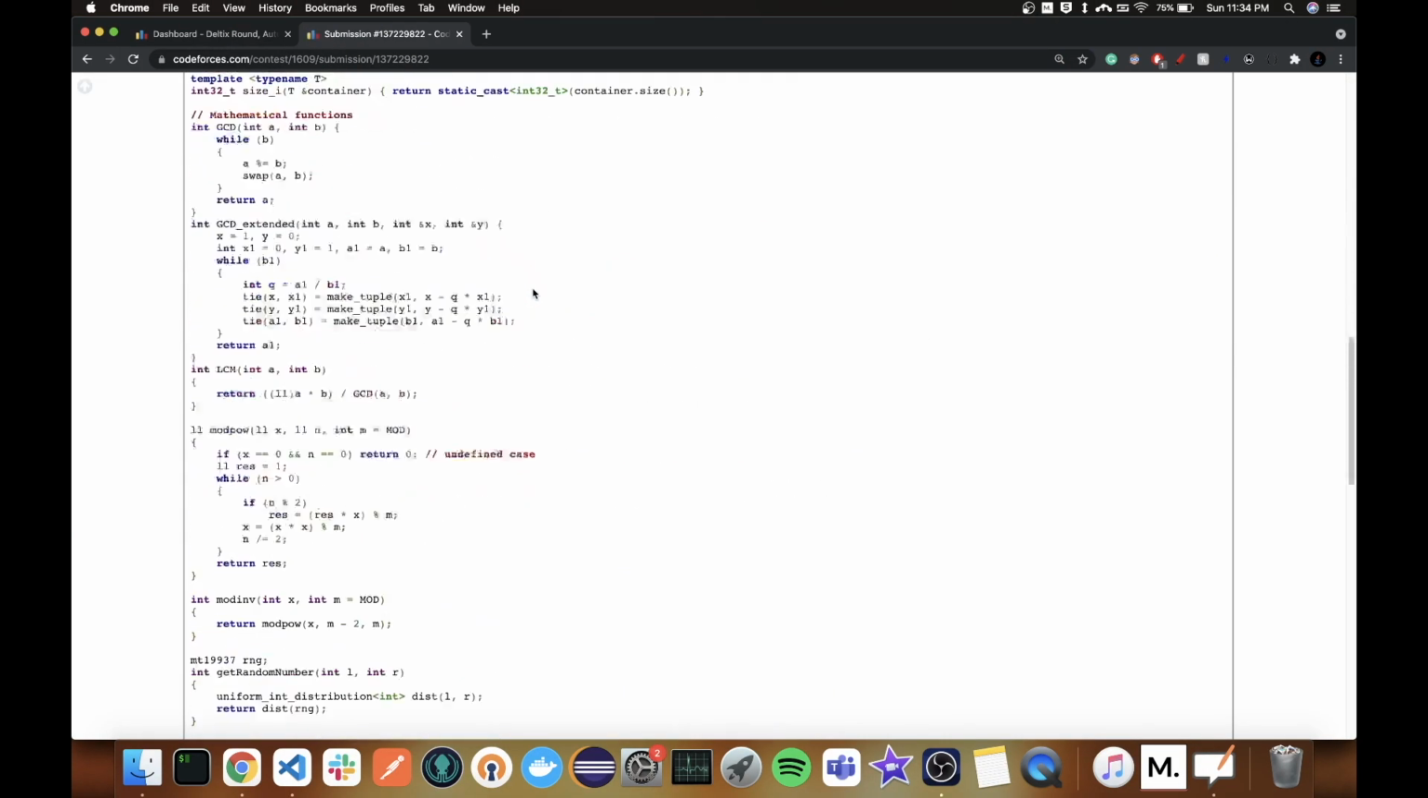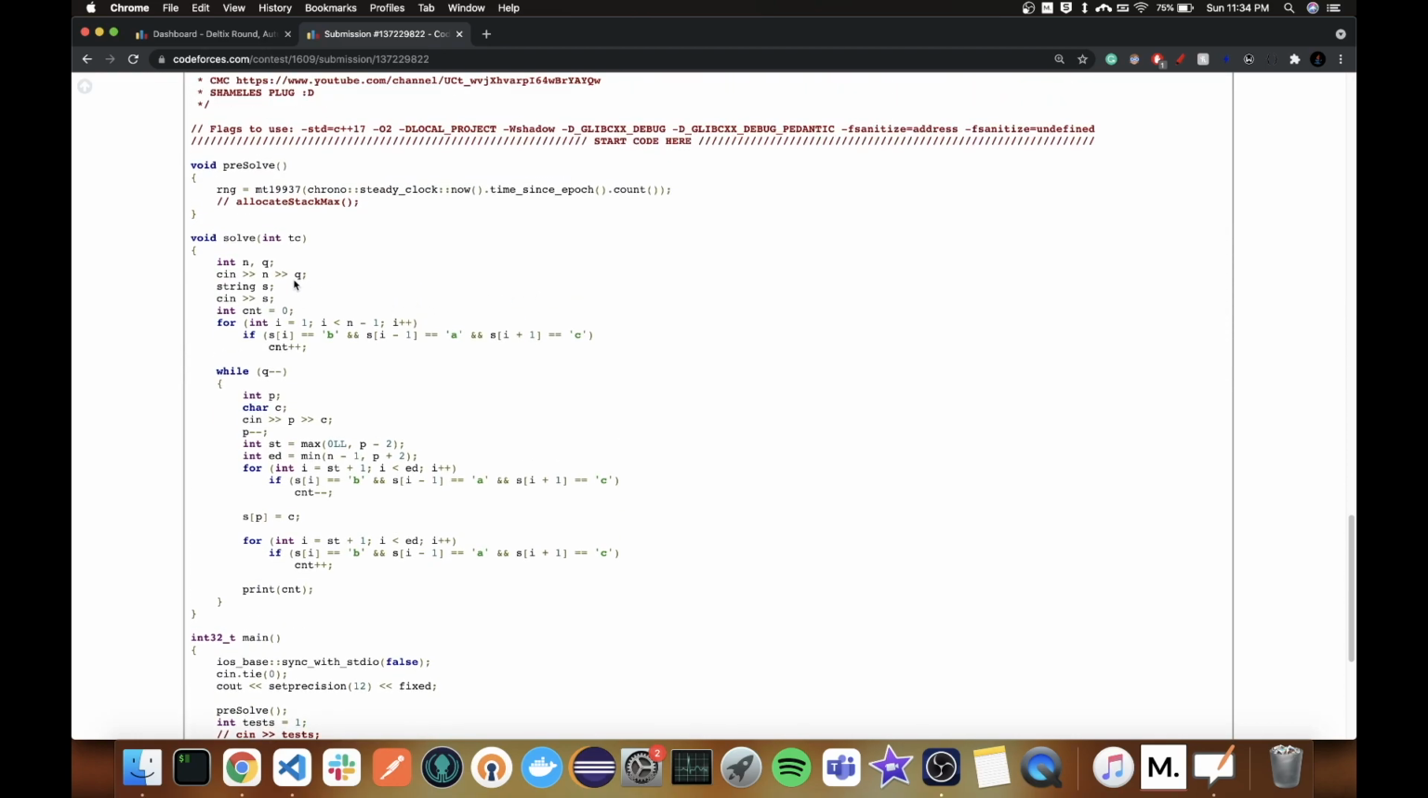So let's have a look at the implementation. We take the input, get the string, and count the initial number of ABC substrings. As you can see, I'm checking if the middle element is B, the left element is A, and the right element is C, then count++. Now for every query I get the position and character, I reduce the position to get 0-based indexing, and then the starting point is P-2, the ending is P+2. I'm doing bound checking by 0 and n-1, because on the left we cannot go beyond 0 and on the right we cannot go beyond n-1.